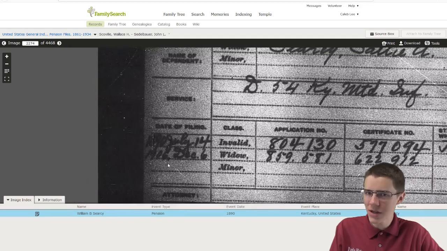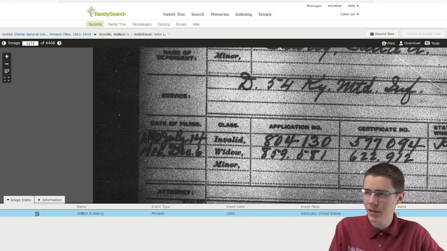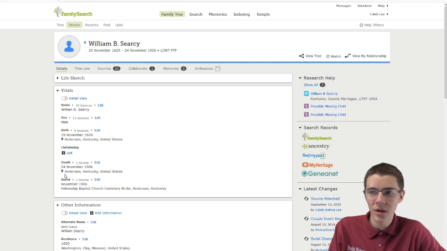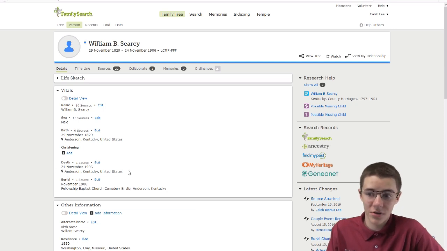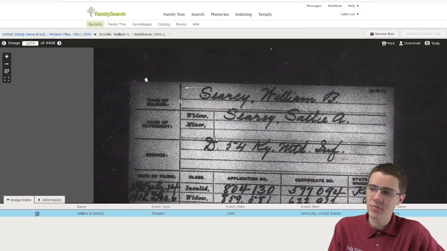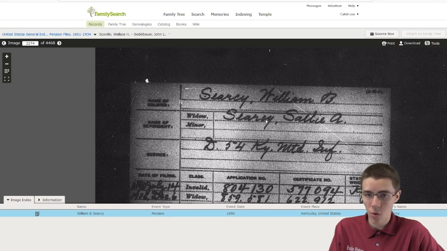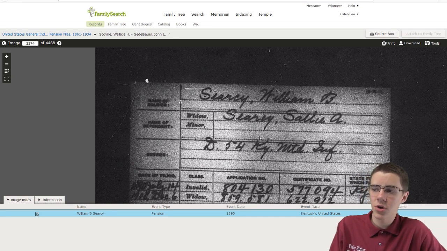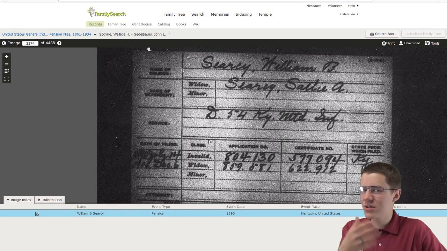Now, that date is fairly close to William's death date of November 24th, 1906, which would make sense. This is a pension file, and that would mean it's a pension given to either him or her. So it would start at his death date or end at his death date. But other than that, there's not really much evidence here.